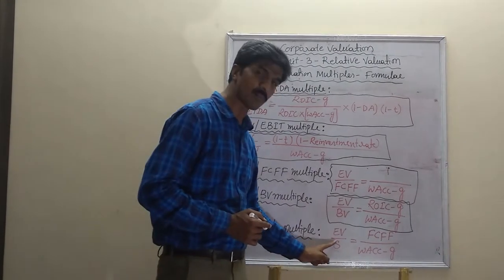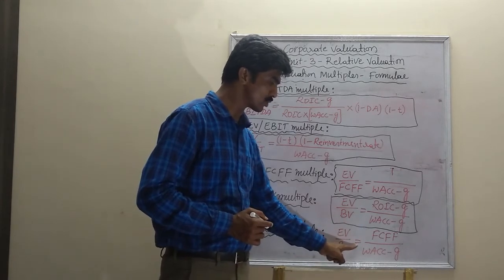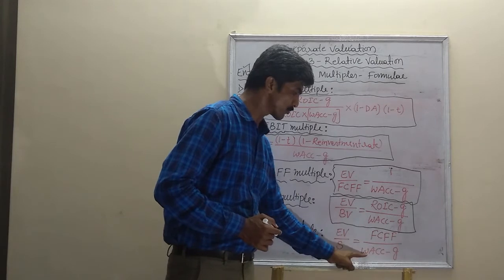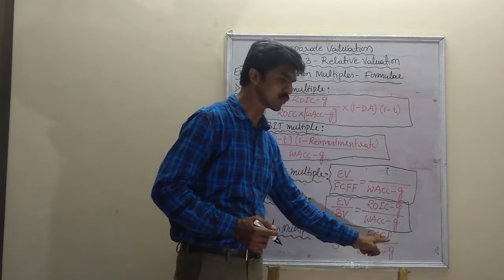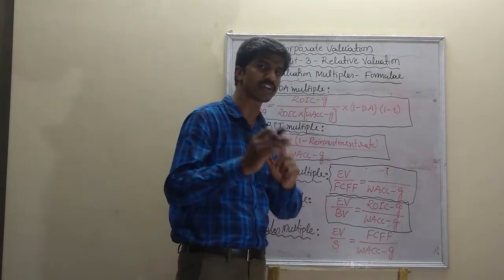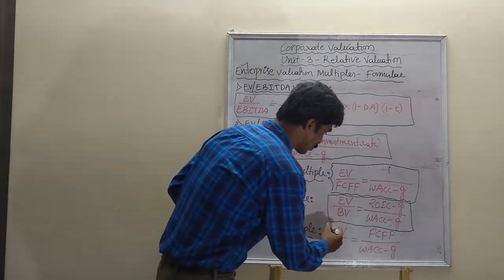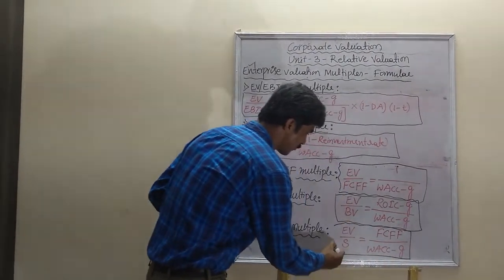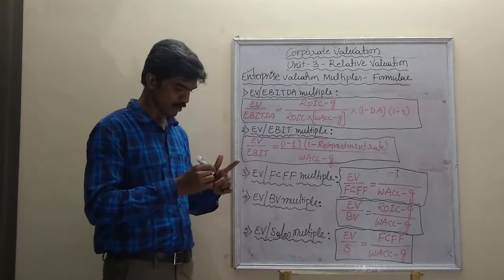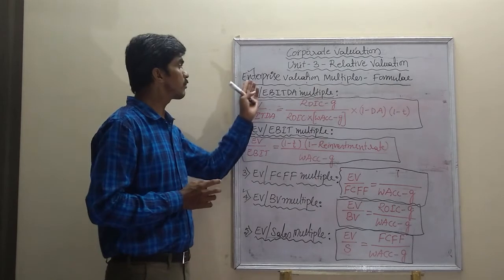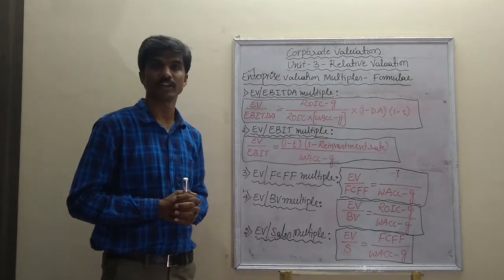So here is the formula we use in calculation of the EV to sales multiple, that is enterprise value to sales is equal to FCFF divided by (WACC minus G), wherein FCFF stands for free cash flows to the firm, WACC stands for weighted average cost of capital, and G stands for growth rate in dividends. So here is the formula that we use in calculation of EV to sales multiples. And these are the 5 different formulae we use in calculating enterprise valuation multiples in valuing a firm under the relative valuation method.